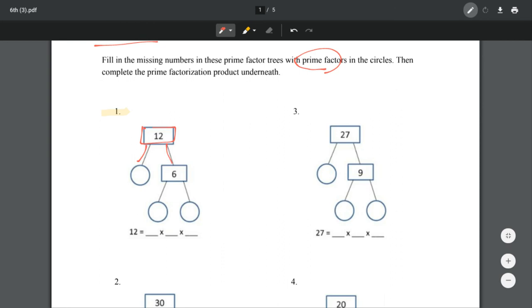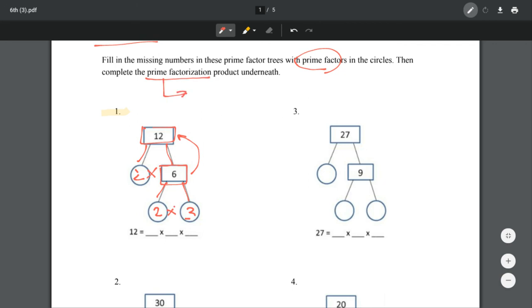Okay, so 12 is a product of what two numbers? Well, we're already given 6. So we know that the other number is going to be 2, right? Because 2 times 6 equals 12. Okay, then now 6. 6 is a product of which two numbers? 2 and 3, right? Because 2 times 3 equals 6.